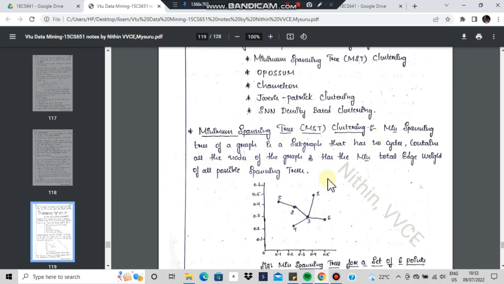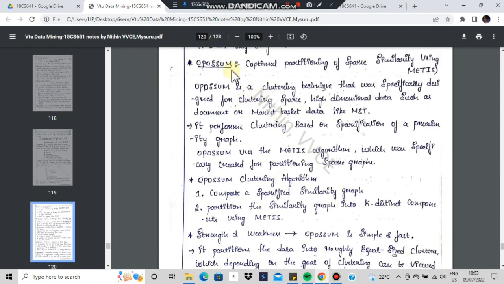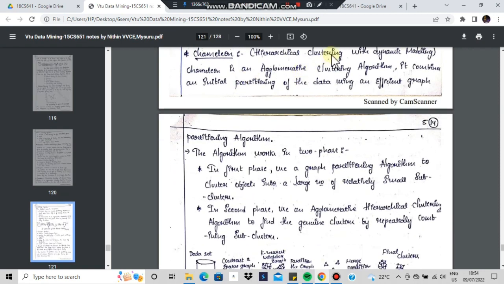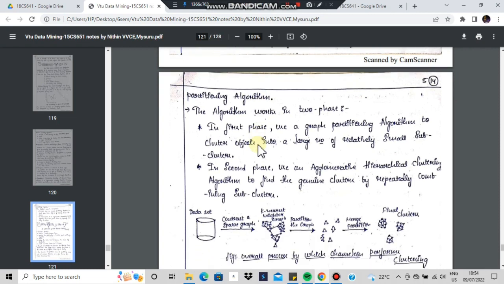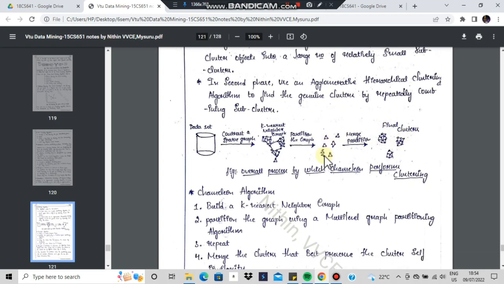So MST is this one only. This was already discussed, and the algorithm is also given here. OPOSSUM is optimal partitioning of sparse similarities using METIS. METIS is a technique which we use to form the different partitions, and we use a sparse matrix here. Chameleon is a hierarchical clustering with dynamic modeling. We'll be using the dynamic modeling to form the clusters. First we form the sparse graph clusters, partition them, and again merge those which are closer. So this will be the final cluster in the Chameleon algorithm.